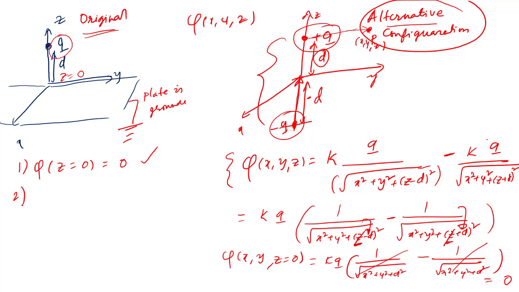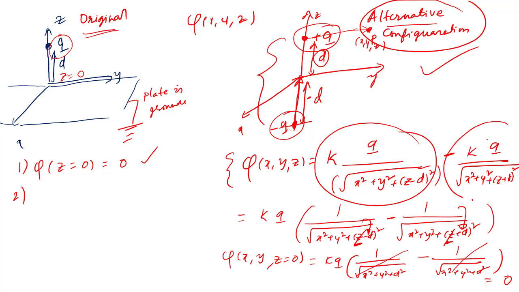Now if you look at the second boundary condition, you have two potential terms in the alternative configuration, one coming from the positive charge and another coming from the negative charge, and both of them have r in the denominator. This is just simply kq by r. So as you go to infinity, each term goes to 0. So phi would go to 0 as r goes to infinity. So this scalar function satisfies both the conditions. Then from uniqueness theorem, we know that this must be the solution, right?